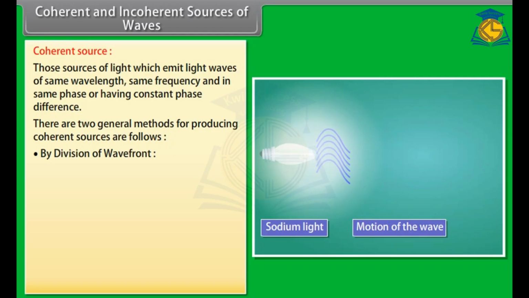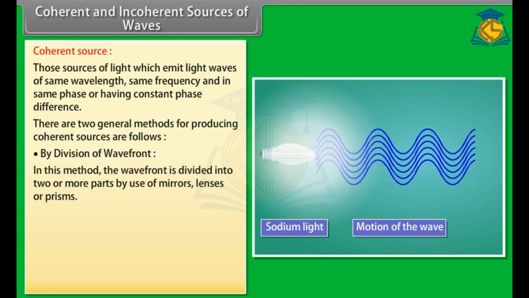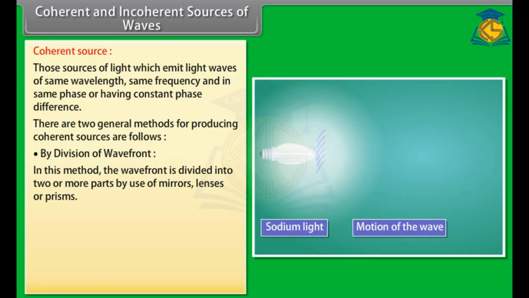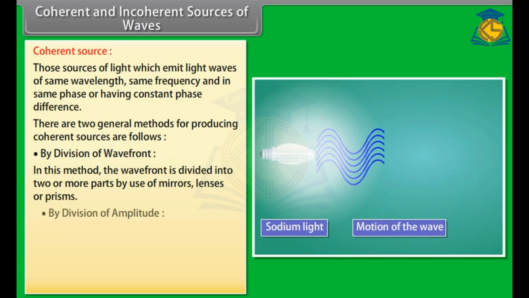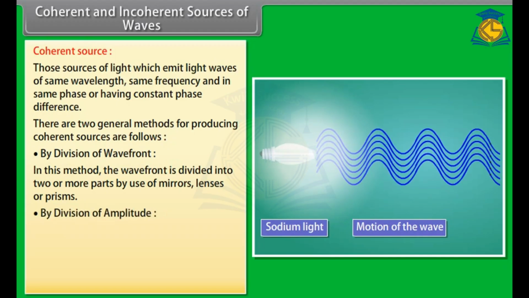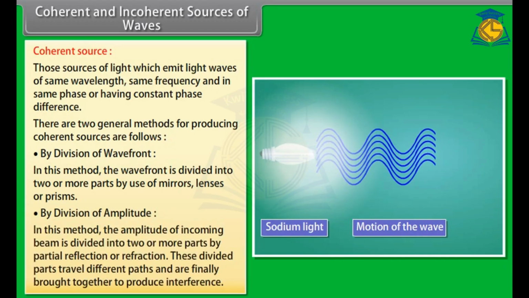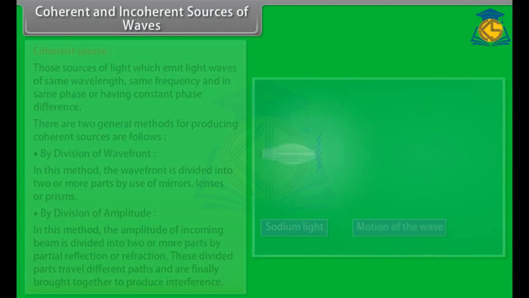By division of wavefront. In this method, the wavefront is divided into two or more parts by use of mirrors, lenses or prisms. By division of amplitude. In this method, the amplitude of incoming beam is divided into two or more parts by partial reflection or refraction. These divided parts travel different paths and are finally brought together to produce interference.